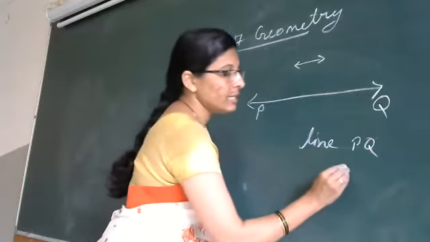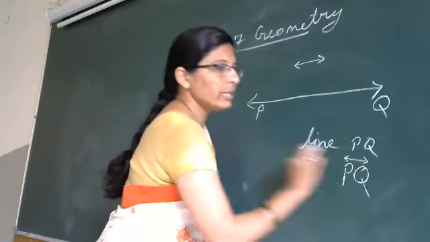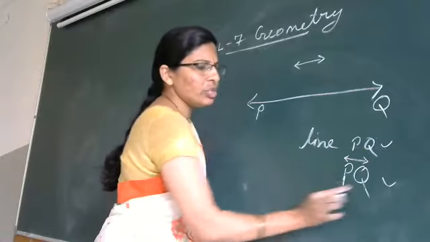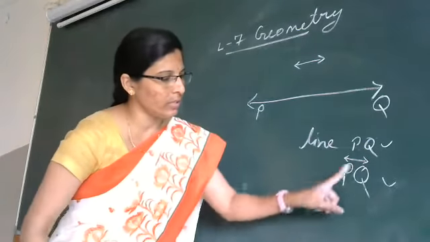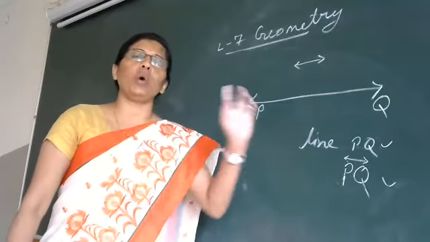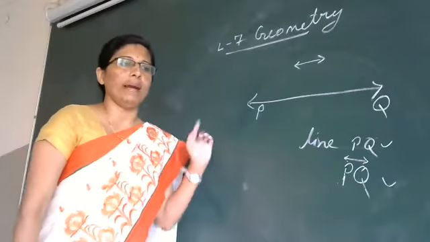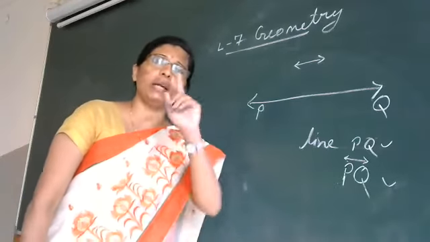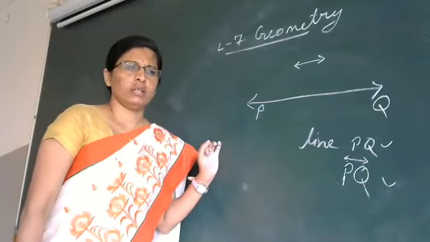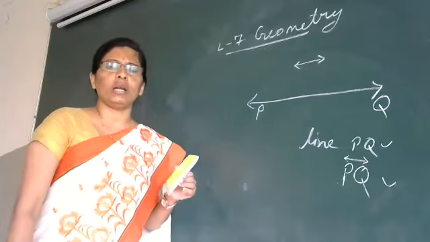Instead of writing like this, we can write PQ with a small line symbol on top. So both are correct, but this will be the short form. This is the symbol for line: one line and two arrows. Any two capital alphabets. If you are taking a small alphabet, then you take only one. Any two capital alphabets you can take.